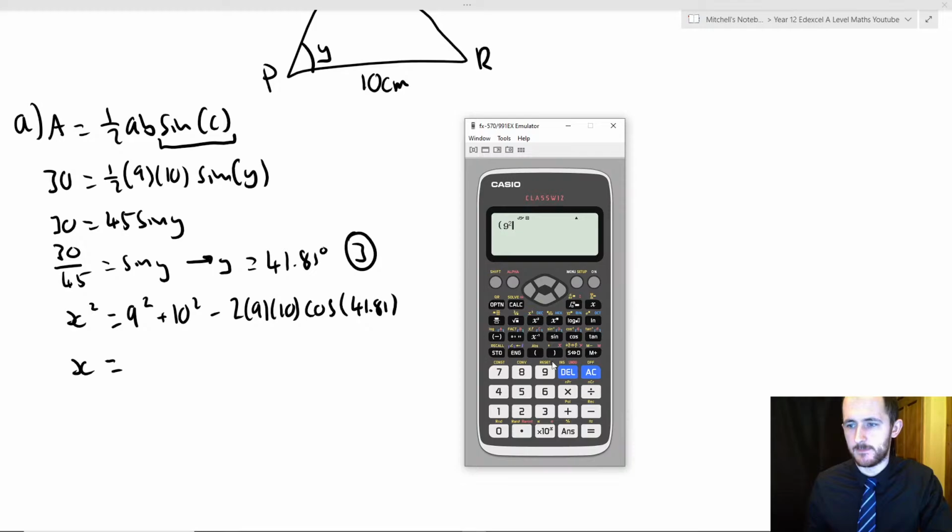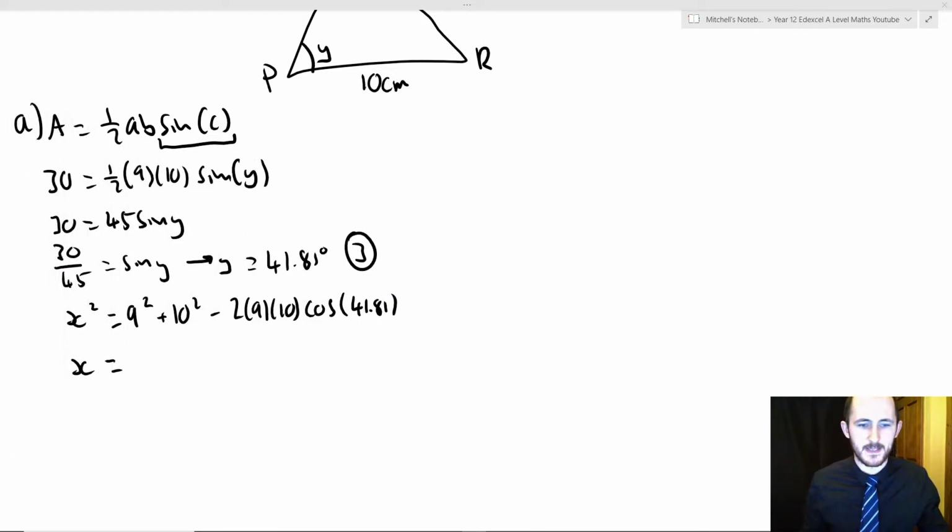So we have 9 squared. Whoops, messed that one up. It's 10 squared minus 2, 9, 10, and then cos 41.81. All you have to do now is square root it, and you get 6.84 centimeters to 3 SF. Okay.